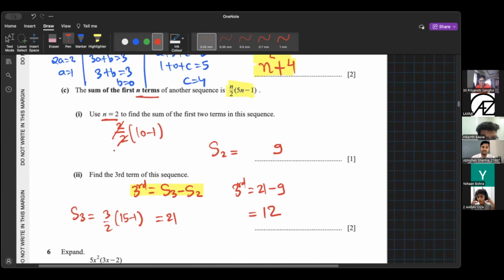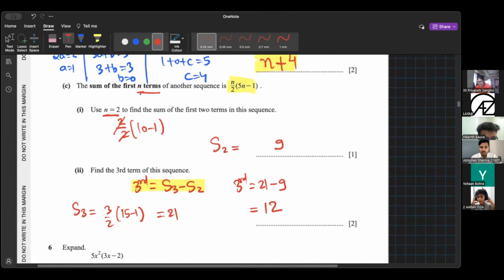So 5C is a little different. It says the sum of the first n terms of another sequence is this. So this is the formula given to us, which helps us to find the sum of n terms. For example, let's say the first term is 1, second term is 2, third term is 3, fourth term is 5. There is a sequence given to us. If we have to find S3, S3 will be the sum of the first, second, and third term: 1, 2, 3, which equals 6. This is the understanding of what the sum of n terms means.